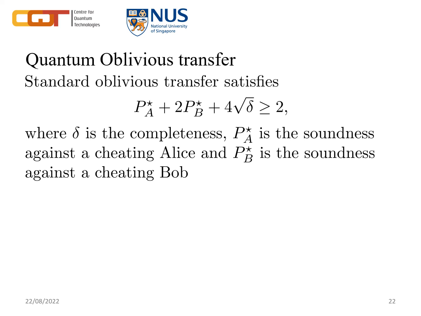In a previous paper, a trade-off between soundness of quantum oblivious transfer has been obtained. We extend their bound to include delta completeness and obtain the above bound. This bound becomes a trade-off between the completeness, the soundness against Alice, and the soundness against Bob of quantum oblivious transfer.